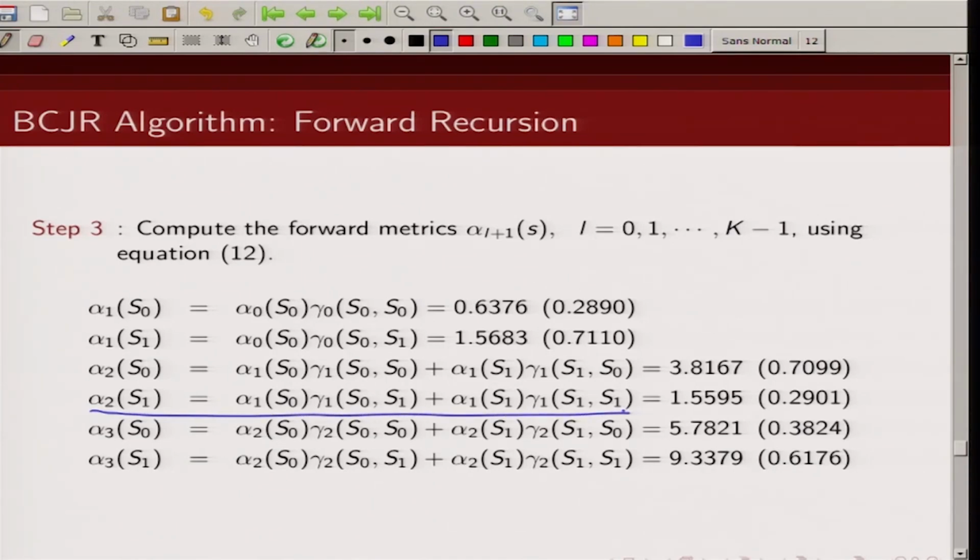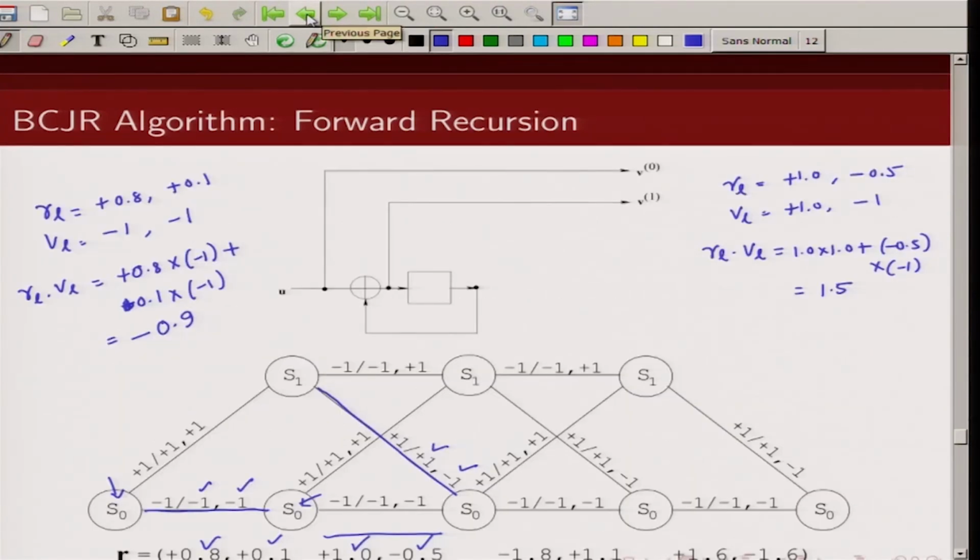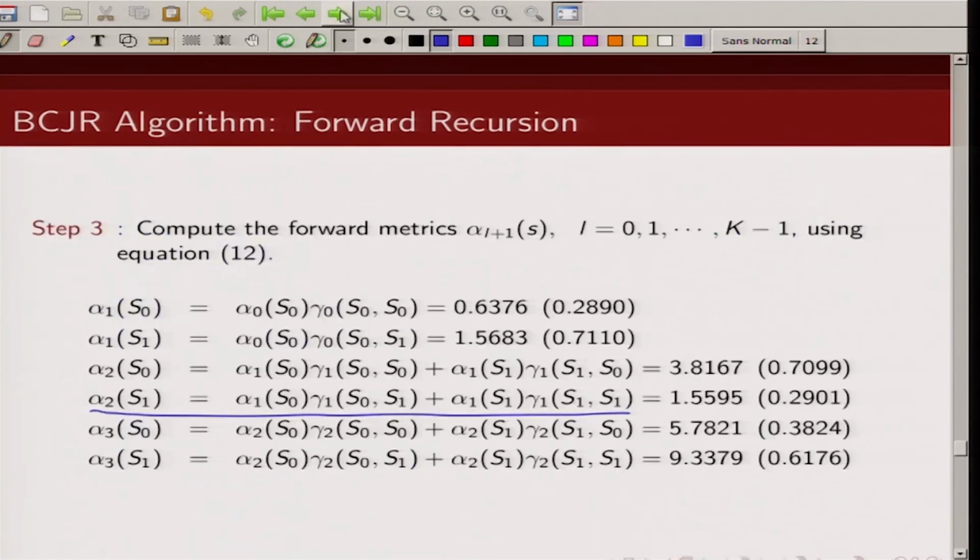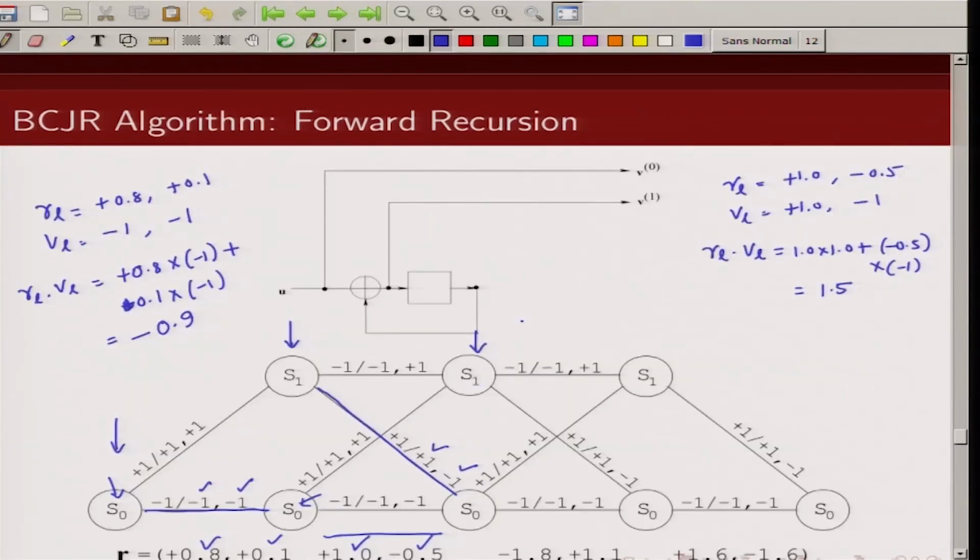Let us just take this example, alpha 2 at state S1. So, this is alpha at 0, alpha at 1, and this is alpha at 2. We are interested to calculate the alpha 2 value at state S1. Now, what are the transitions that are ending at this state? One is this, another is this.